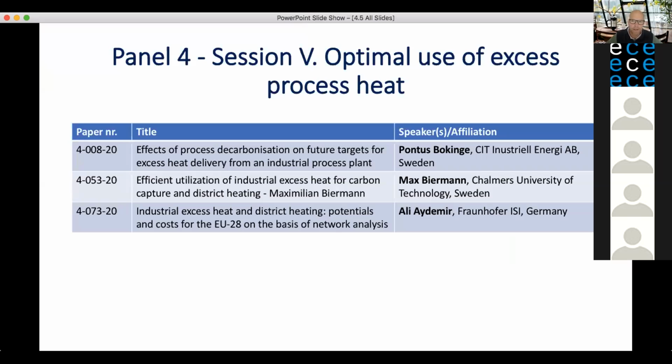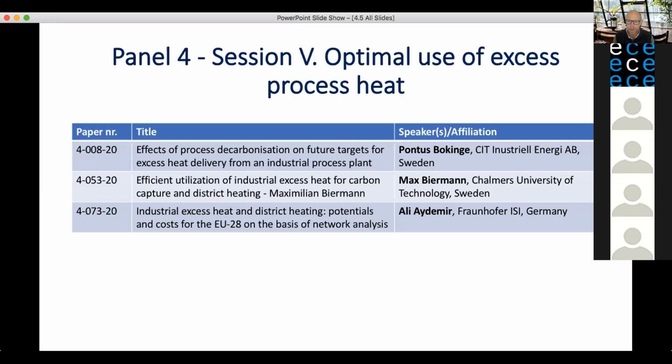So this is the final session, and we were looking into excess heat today. And we have just 3 papers. You can see there. We have one paper by Pontus Bokinge from CIT Industrial Energy, and he will be talking about the interplay between process decarbonisation and many of the technical options for achieving that, and how that affects excess heat delivery from industrial process plants and ways to tackle that in modelling exercises.